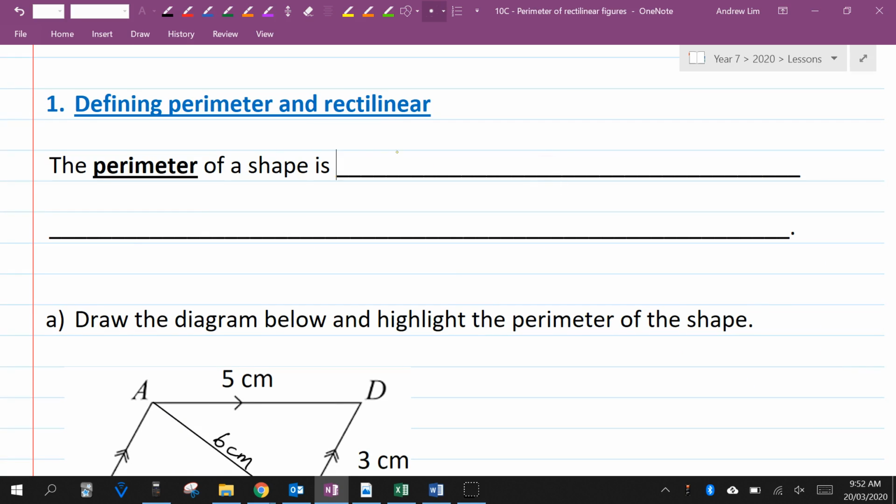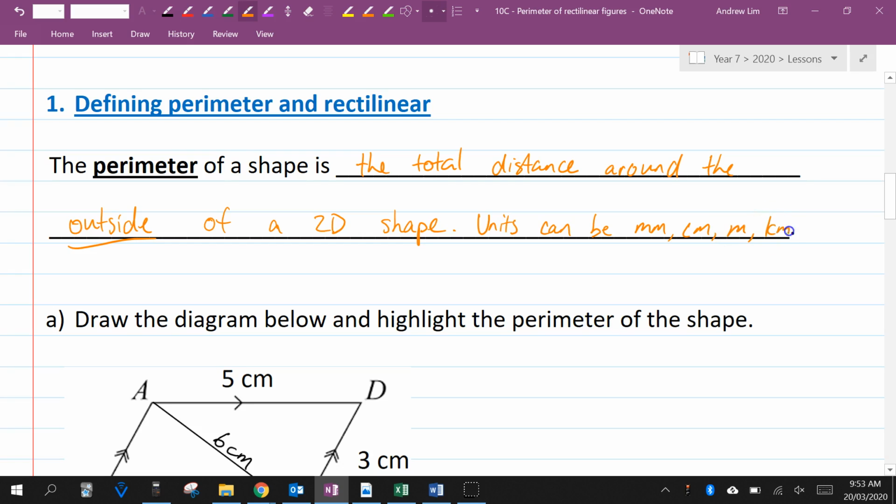The perimeter of a shape is the total distance around the outside, very important, the outside of a 2D shape. Okay, and because this is a distance, it's a length, the units can be millimeters, centimeters, meters, kilometers.